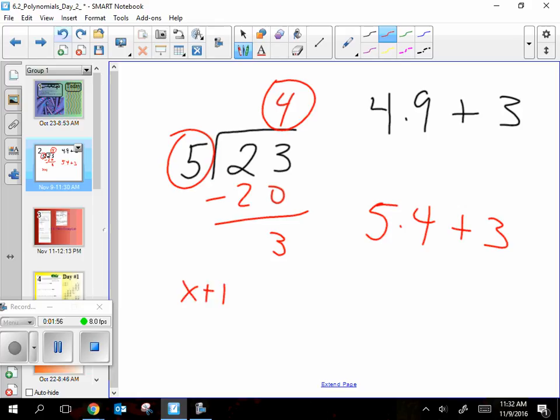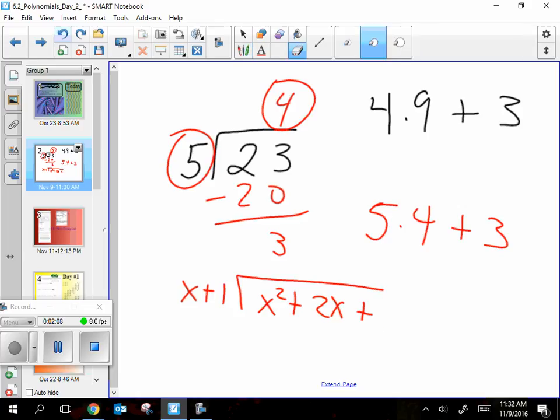X plus 1 goes into x squared plus 2x plus 1. Except that would factor too nicely. I'm going to make it not work. Because that way there'll be a remainder. I did that on purpose. This is not going to work out nice. There is a remainder. But you can do the same thing as we just did up here and write your answer as this times this plus the remainder.